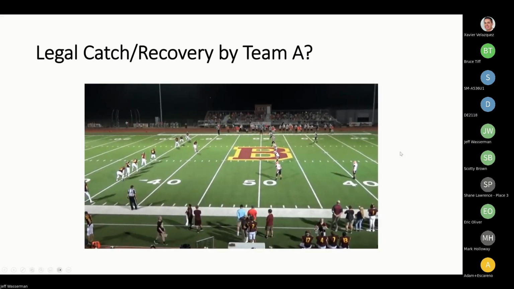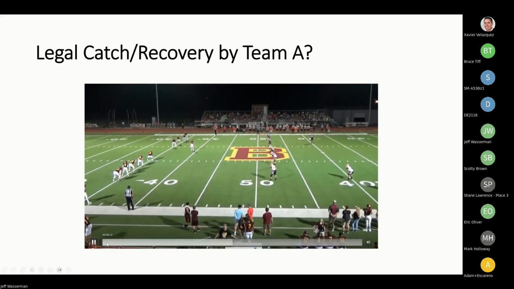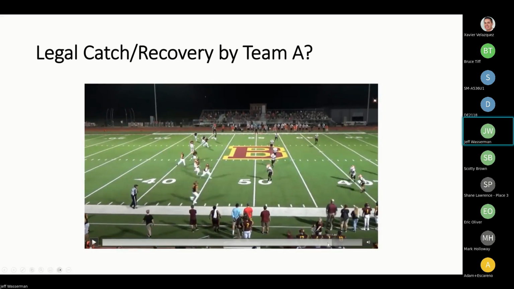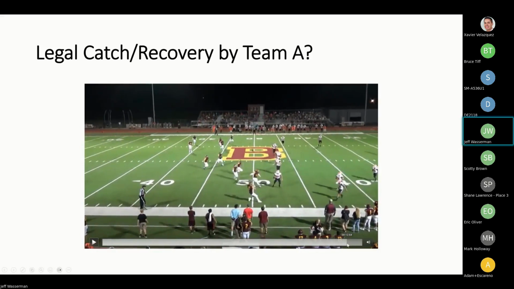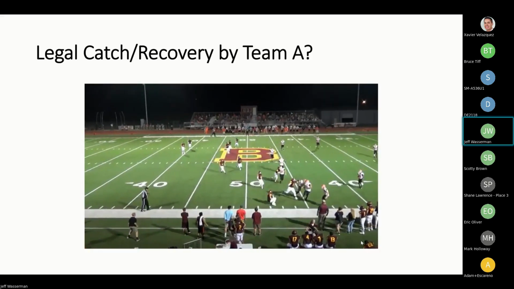Watch it one more time, and then we'll go to the next one. And let's see if I can move it along here. Here the ball is crossing the 50, and you can see there's been no block by Team A, so we've got no illegal blocks. There's nobody in position to catch that ball from Team B, so we're going to be good. So it's going to be Team A's ball at the B48.